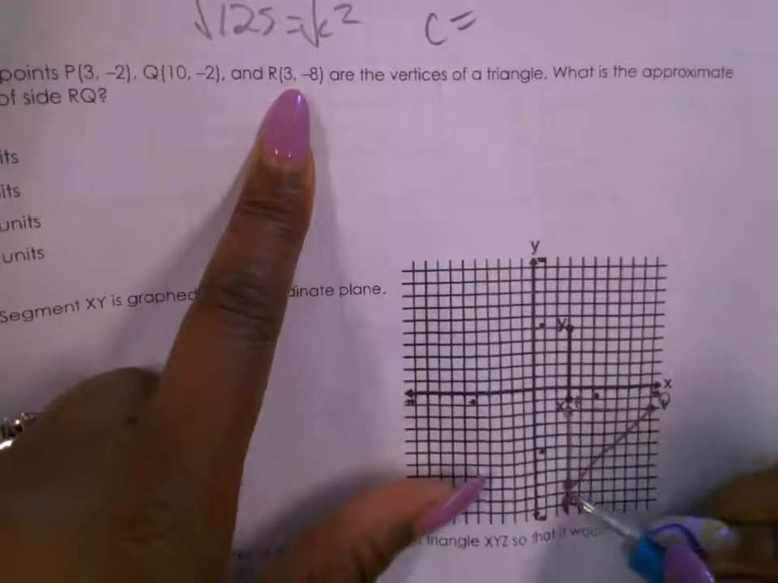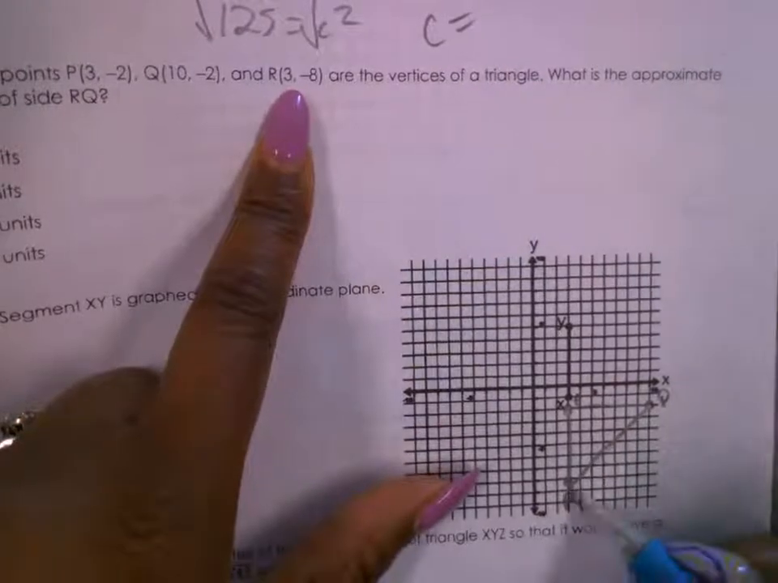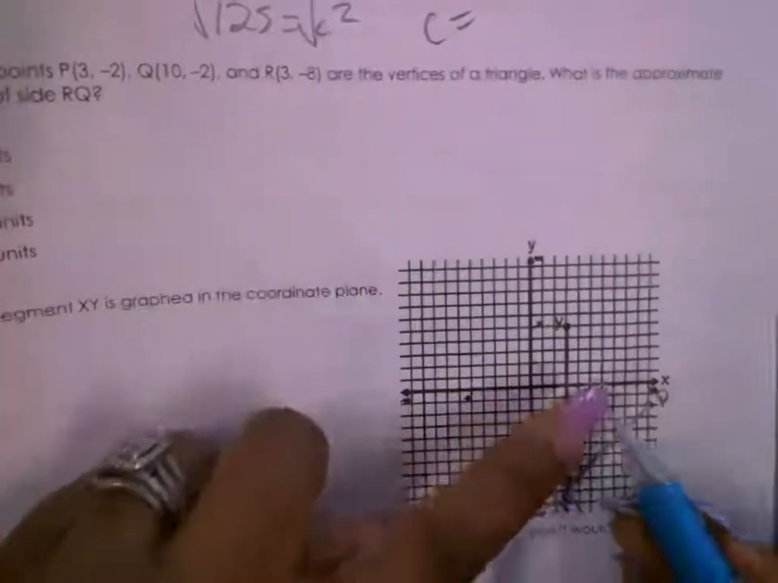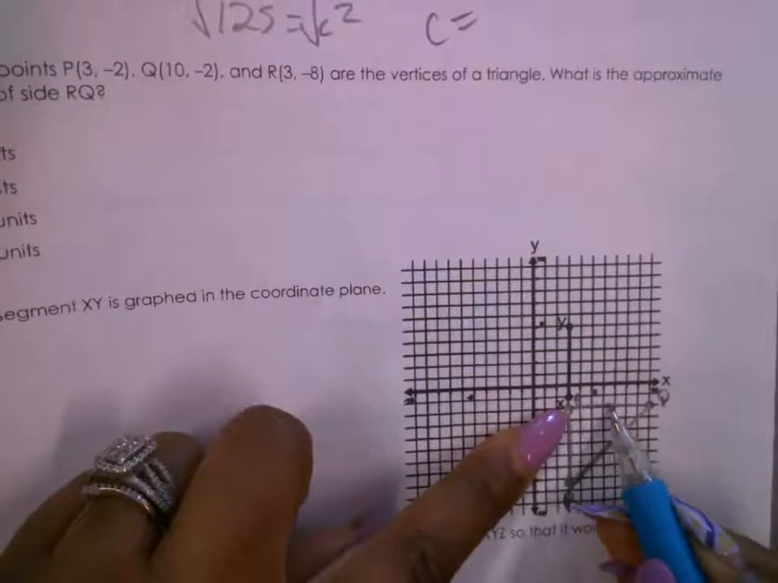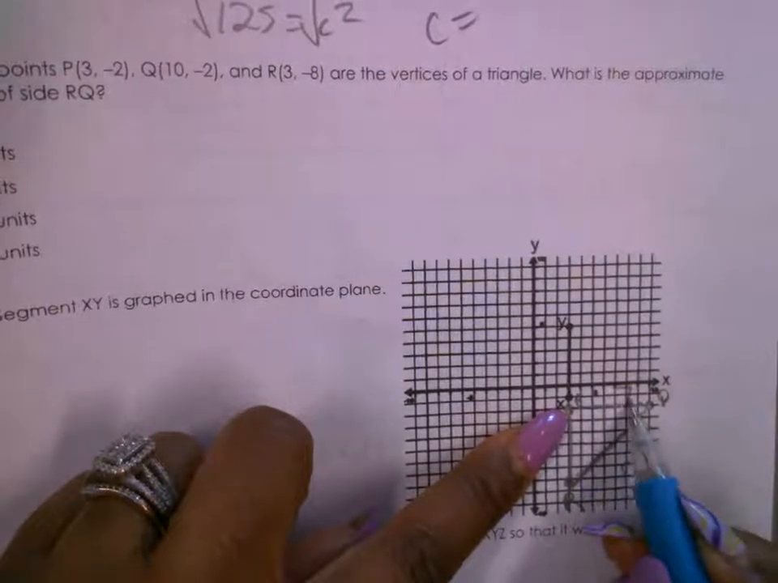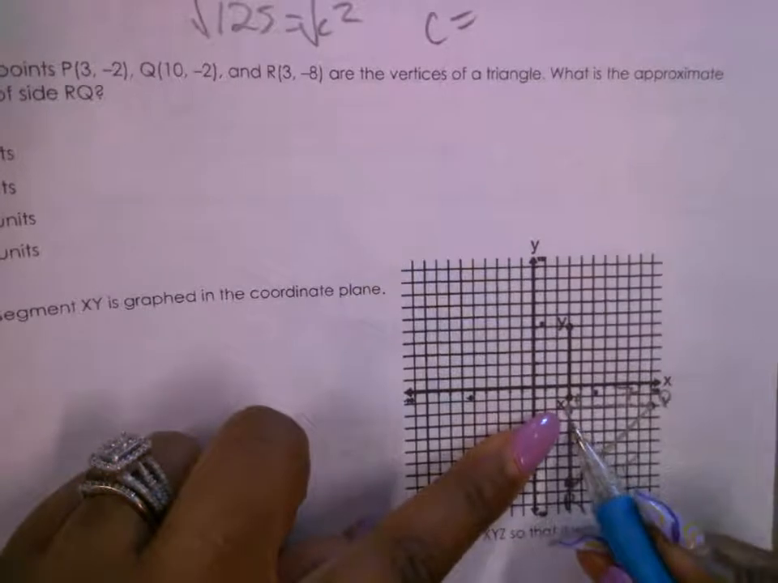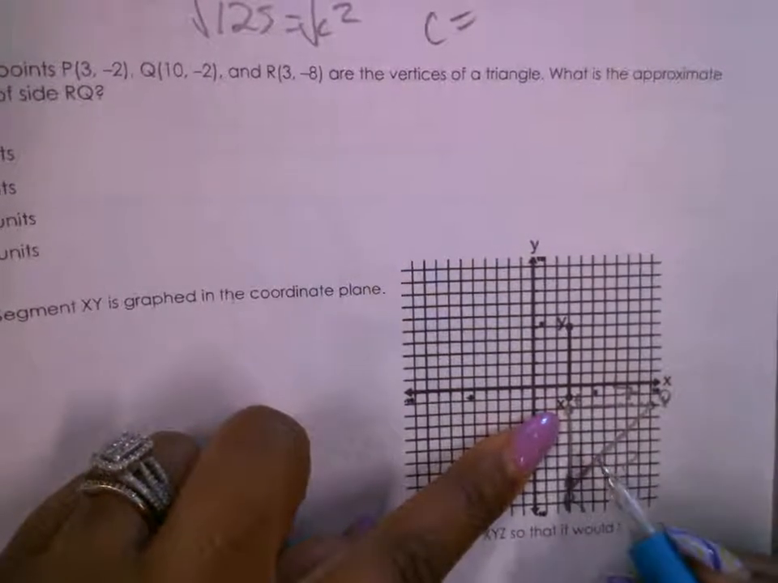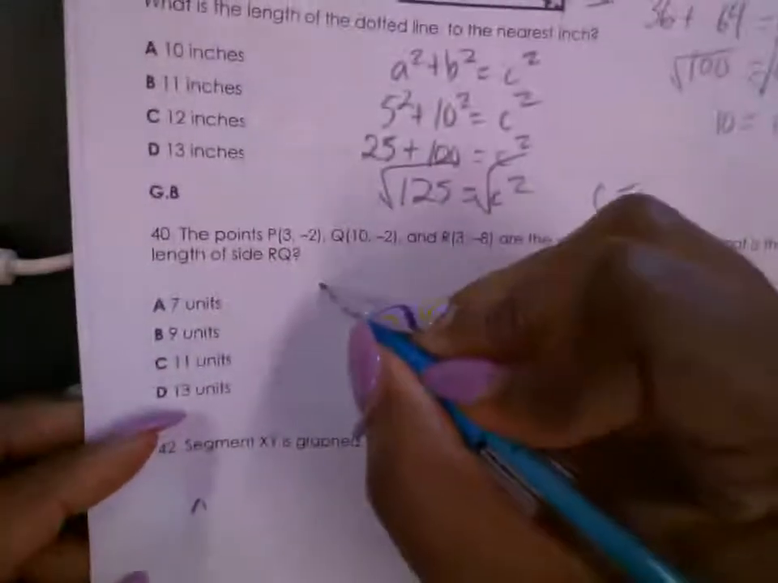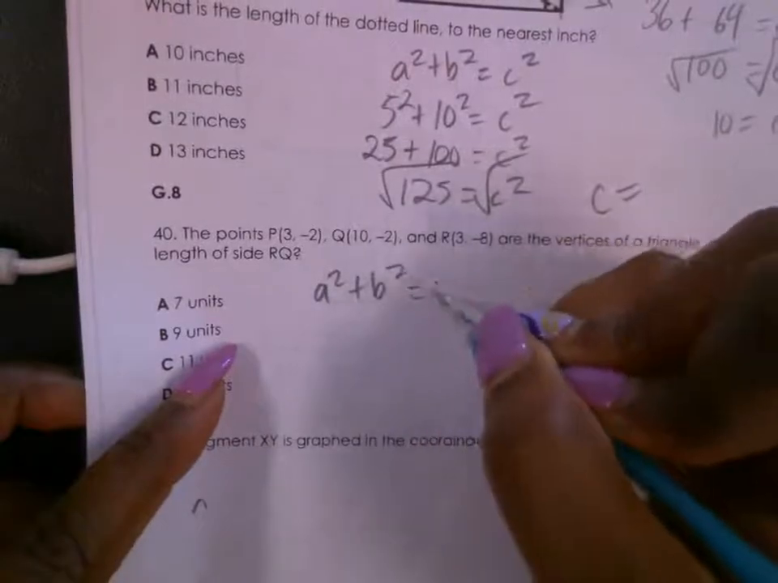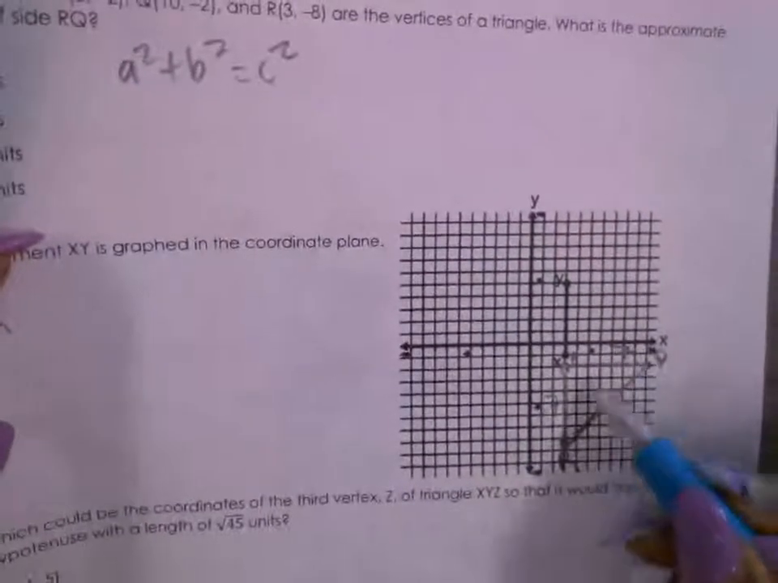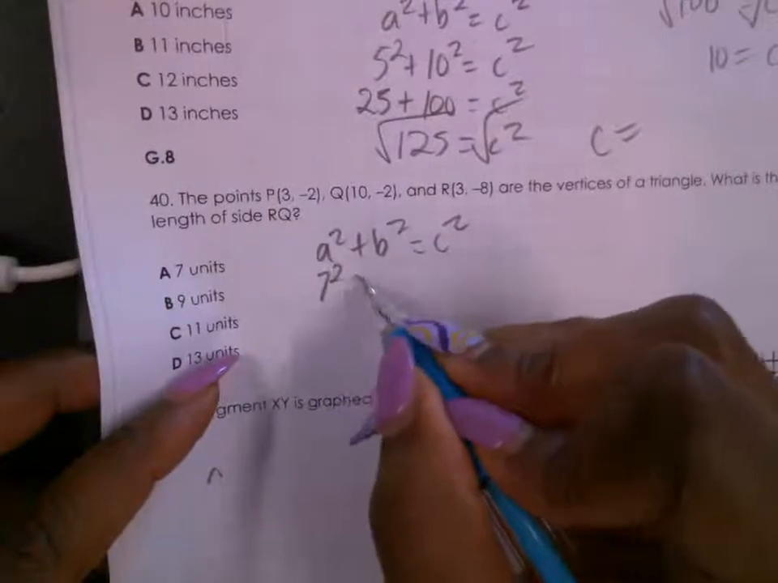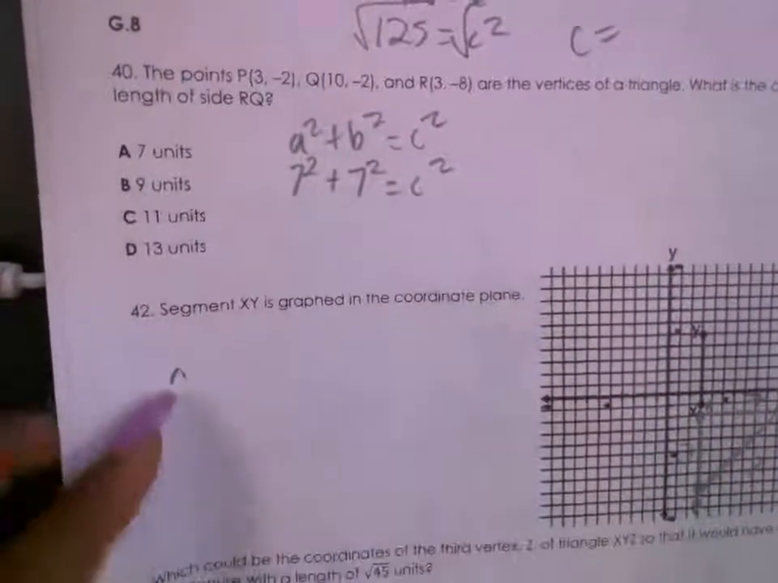So this is a right triangle. And you're looking for this length right here. So let's count this side. 1, 2, 3, 4, 5, 6, 7. And then this is 1, 2, 3, 4, 5, 6, 7. Okay? So we're going to use a squared plus b squared equals c squared. And the two legs are 7. So this is 7 squared plus 7 squared equals c squared. So see if you can solve this and choose the best answer.